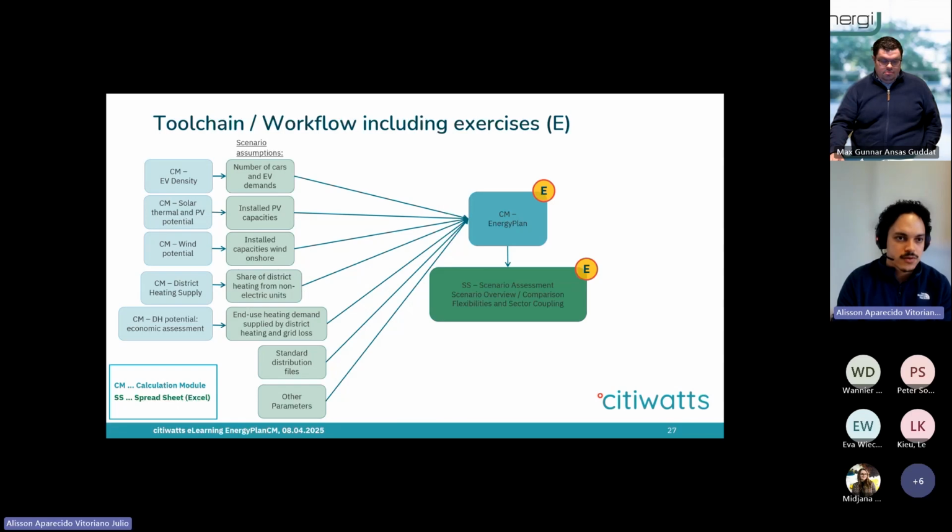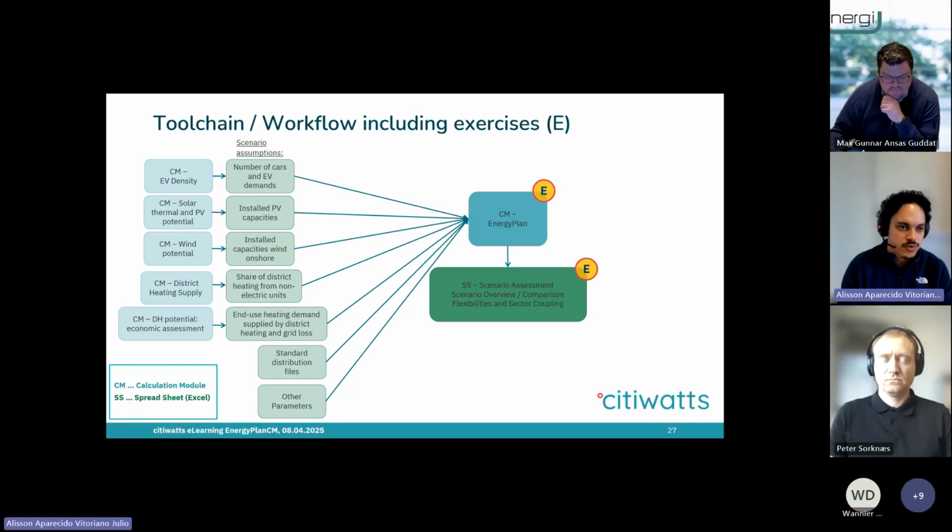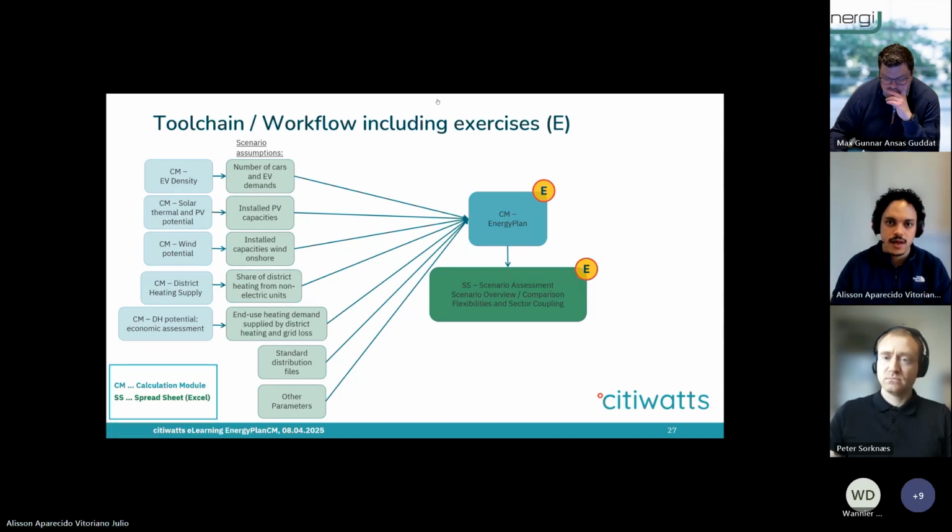Since I'm back on this tool chain workflow figure, just to reaffirm to you that it can be connected with the Citiwatts platform. You have several CMs that can be useful to use with this EnergyPlan CM. And now I will pass the word, and Peter will start with the exercise.